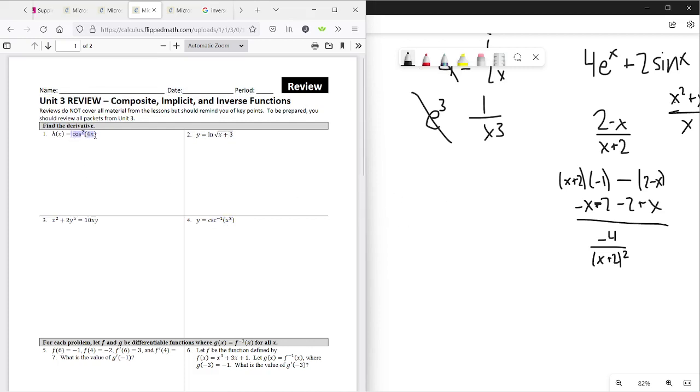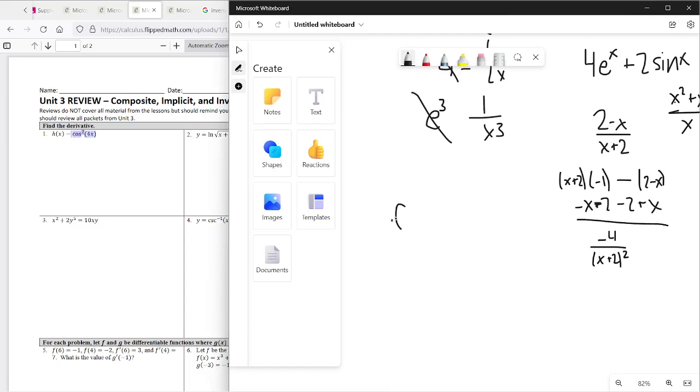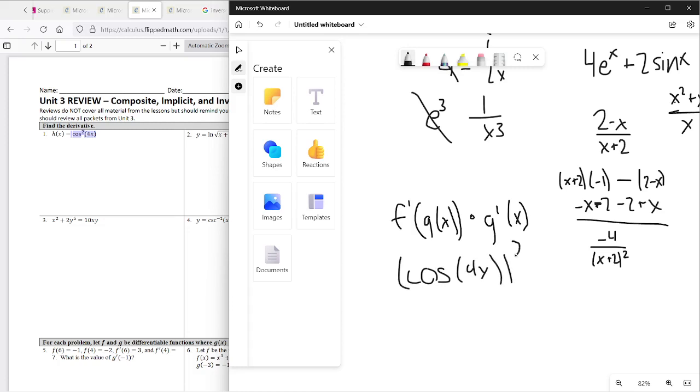The chain rule, the chain rule is written out like this. You take the derivative of the outside times the inside times the derivative of the inside. So in this case, we have cos squared 4x. You can just write that as cos 4x and then all that squared.